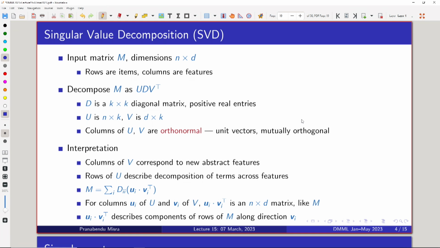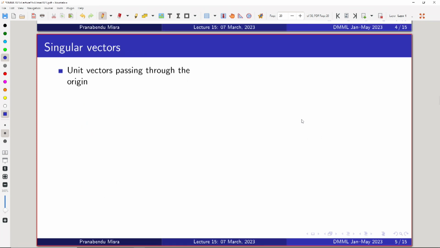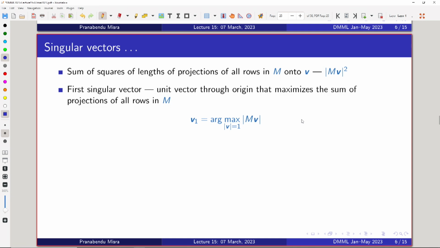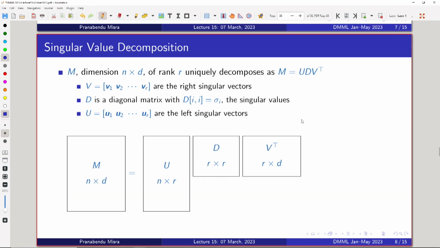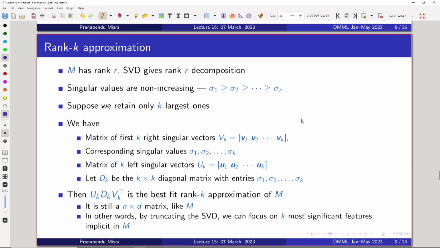If you want the best rank 5 approximation, then you take this sum for the first 5 terms, and so on. So, this is how you come up with the best rank k approximation of a given data matrix.